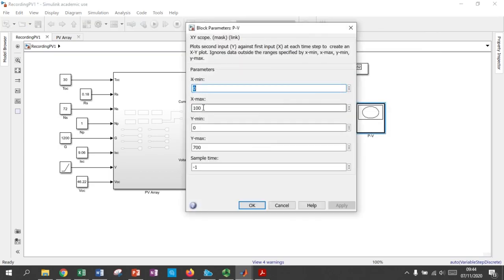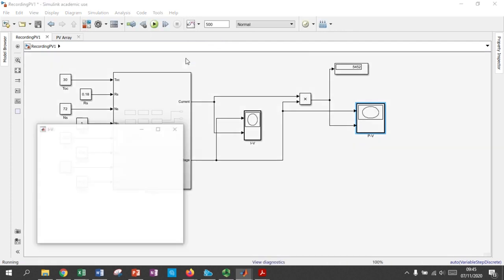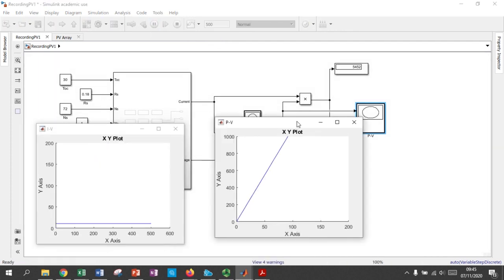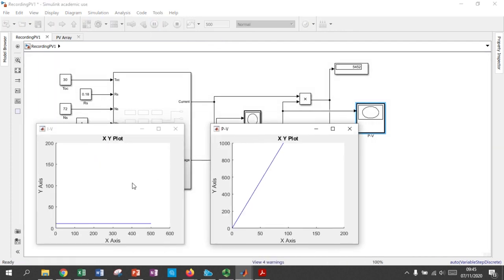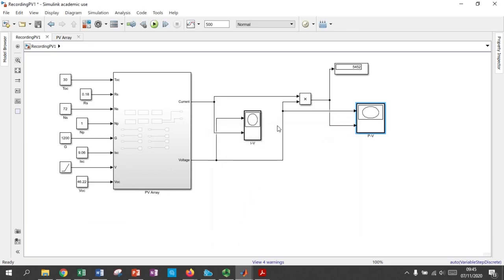The other one is the voltage, for example 200, and for the power 1000. Let's see what will happen. Oh, again it seems something like this. It seems there is no need to increase the voltage to 200, it's enough for this one. Yes, it's the current one. The current cannot be increased. Then let me check what is wrong in this one.